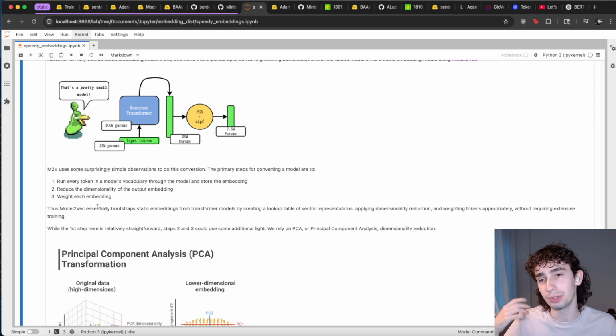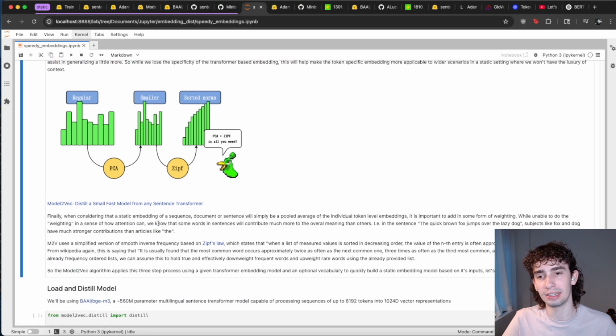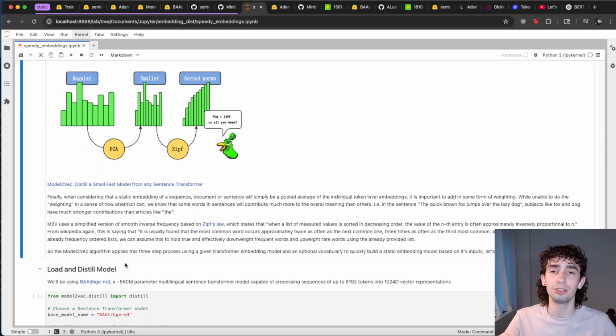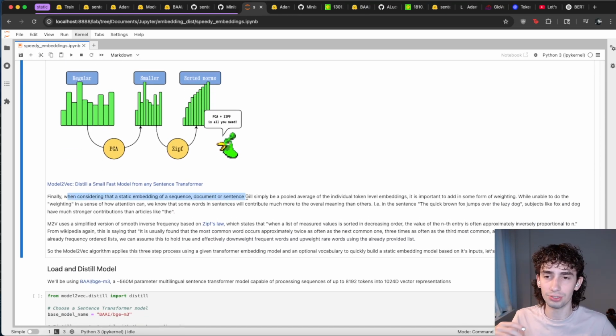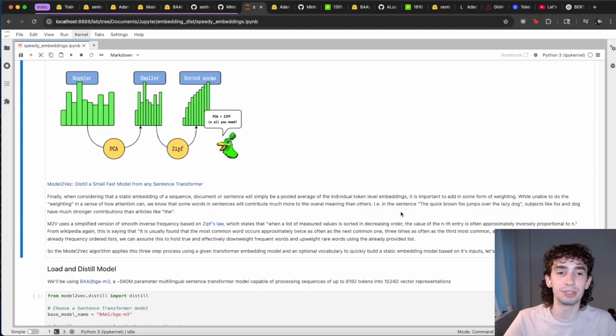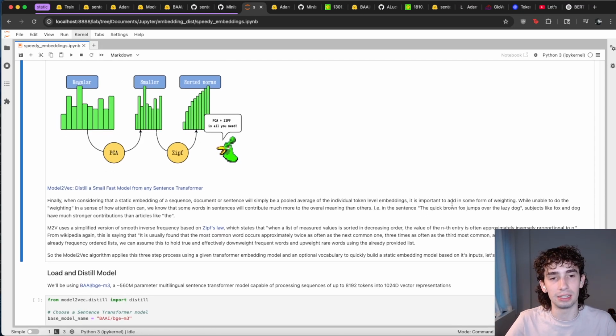And then hand in hand with this is the 3rd step, which is weighting each of these embeddings. So what I put down here is that when you really consider that a static embedding of a sequence, document, or sentence will simply be that pooled average or some sort of weighted frequency of the individual token level embeddings, it is important to add in some form of individual weighting.